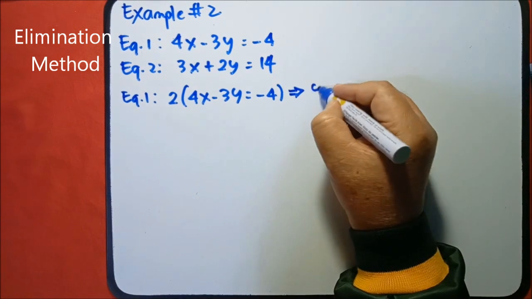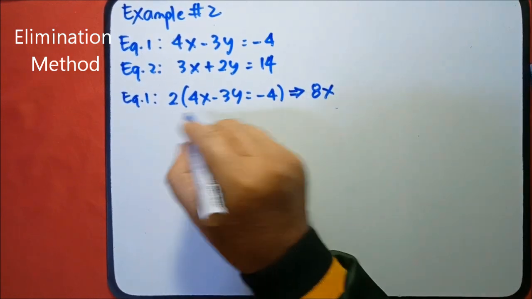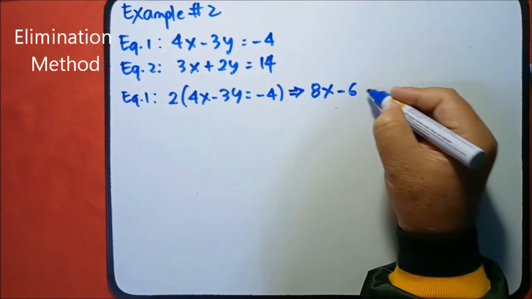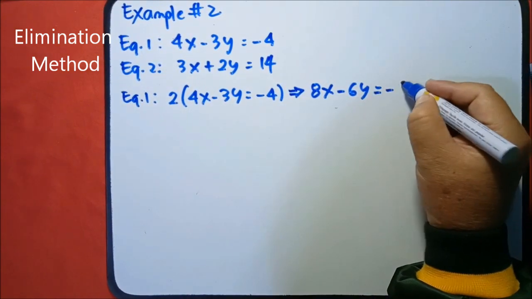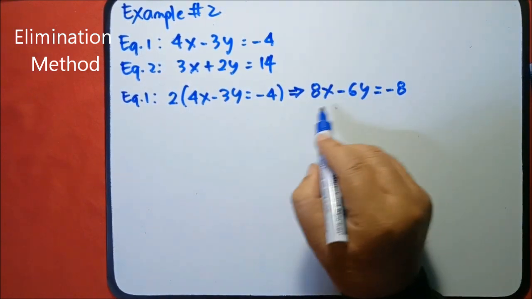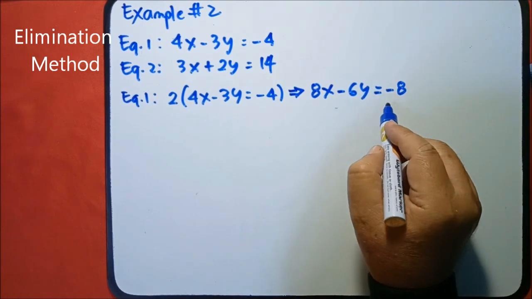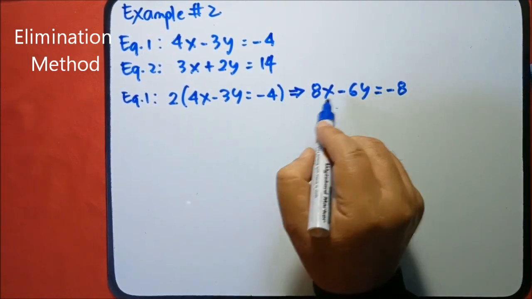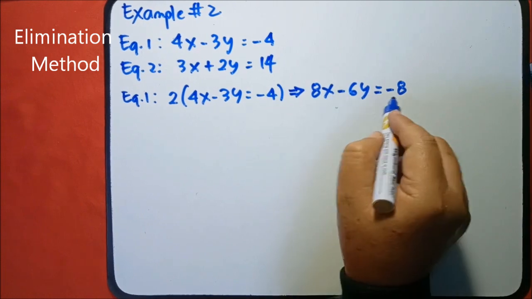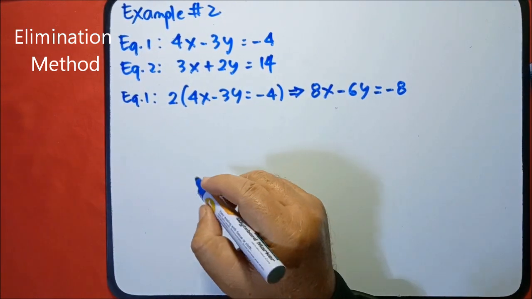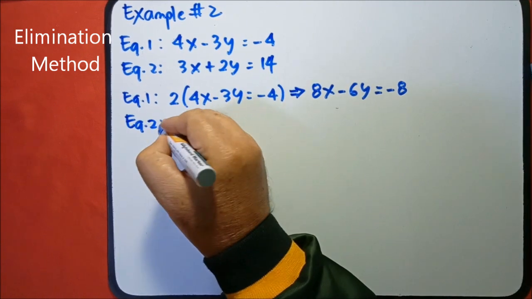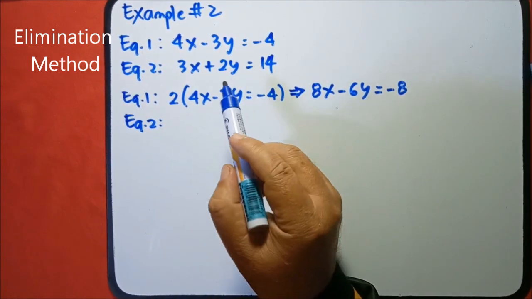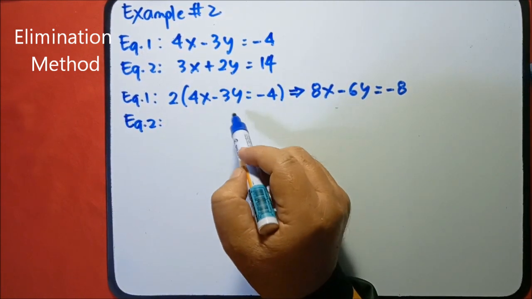Okay, ano bang outcome nito? 2 times 4 is 8. 2 times negative 3 is negative 6y. 2 times negative 4 is negative 8. Nagbago ba ang value ng equation? Hindi. Equivalent pa rin yung equation niya. Pinataas ko lang ng 2 ang bawat term. Now, equation number 2. Ang sabi sa inyo kanina, magmumultiply tayo ng 3 para magpareho.